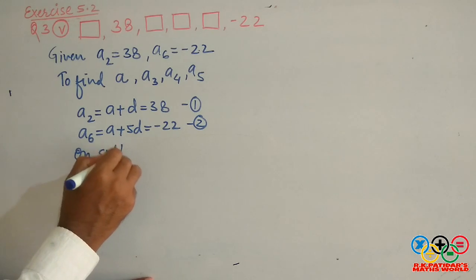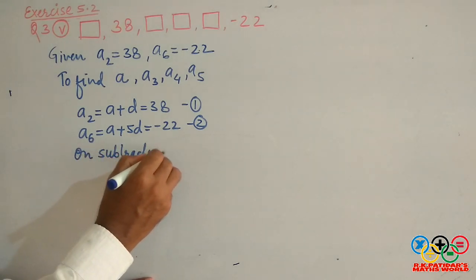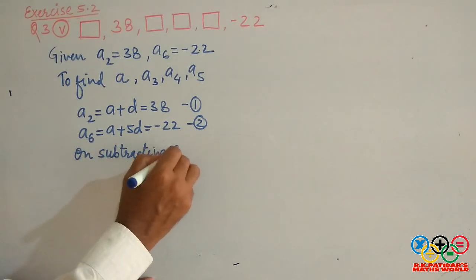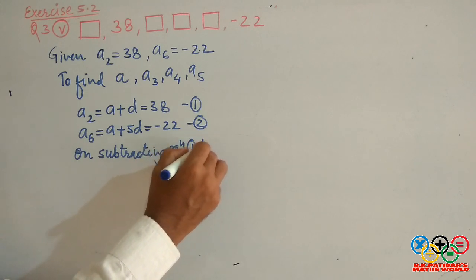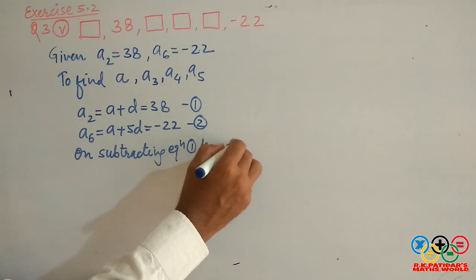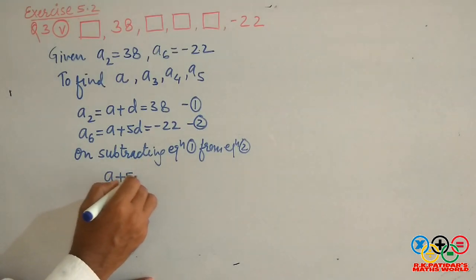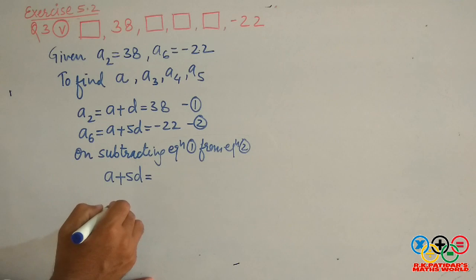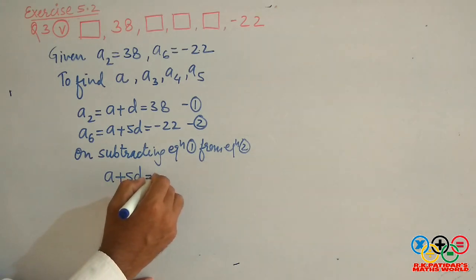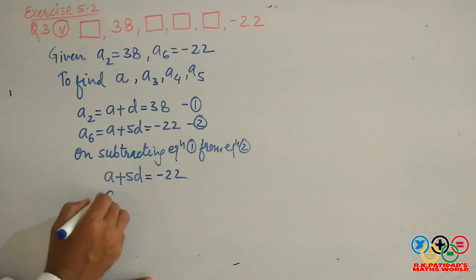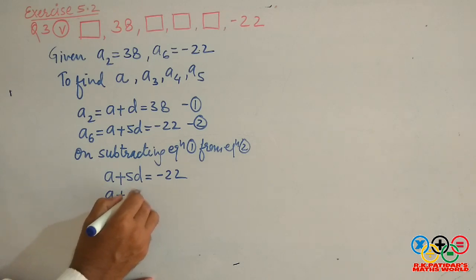So on subtracting equation 1 from equation 2. We have to subtract 1 from 2, so first of all we have to write equation 2, then equation 1.